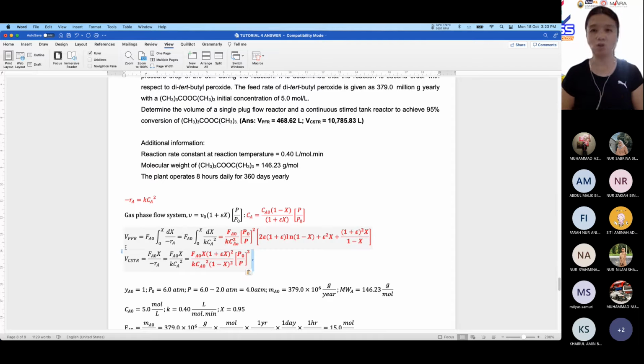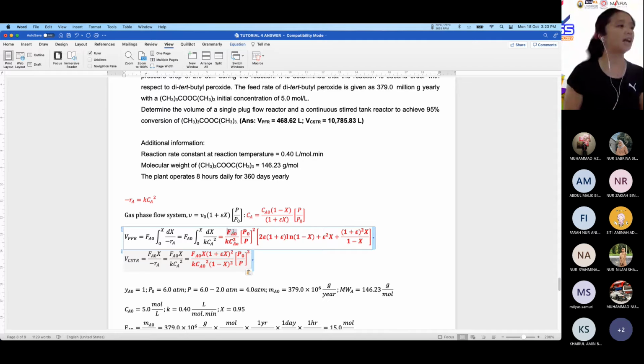Kita nak cari volume. Okay, so sekarang kita kena tengok one by one lah, all the unknowns that we need to solve first. So first of all, kita solve, let's say kita buat dulu PFR. Okay, kita buat PFR. First thing first is FA0.